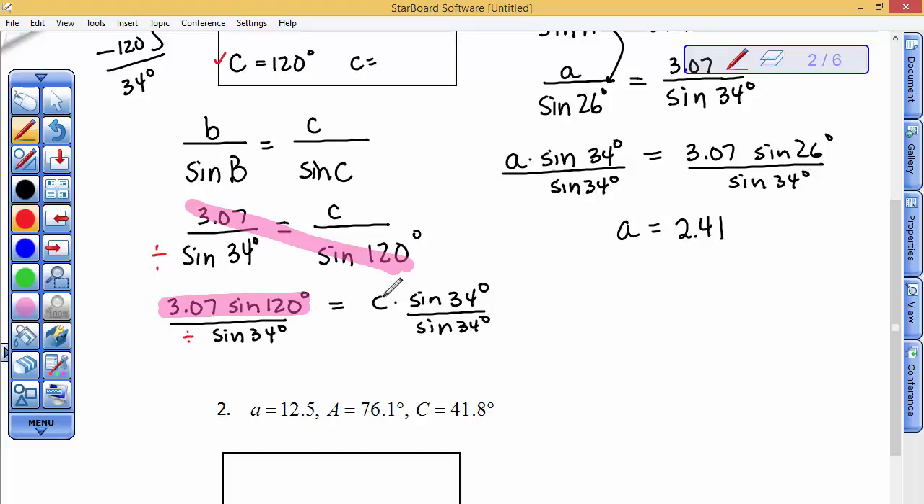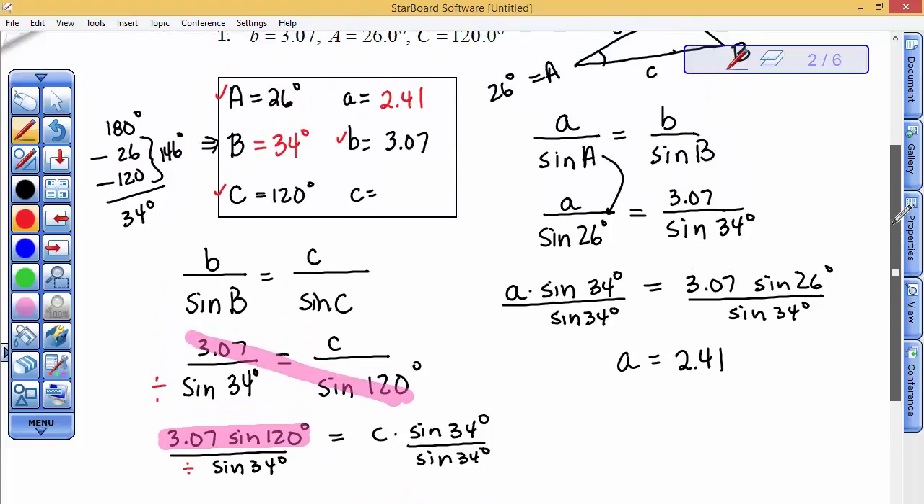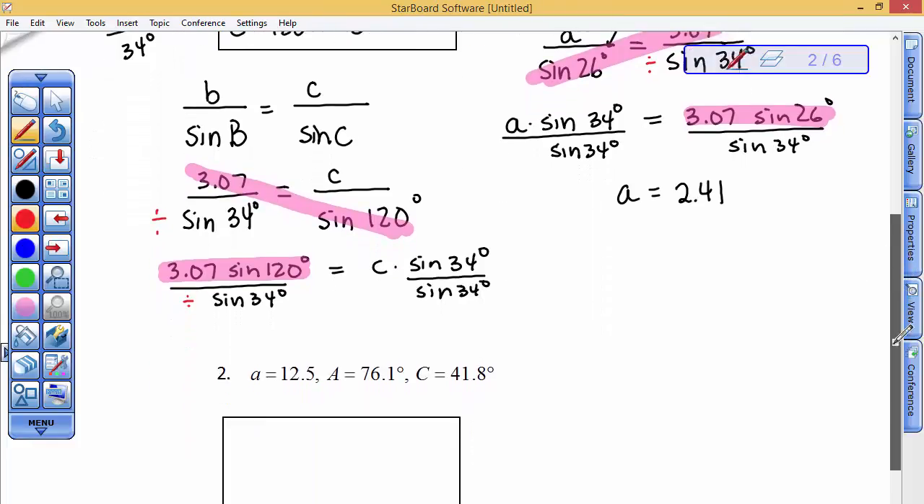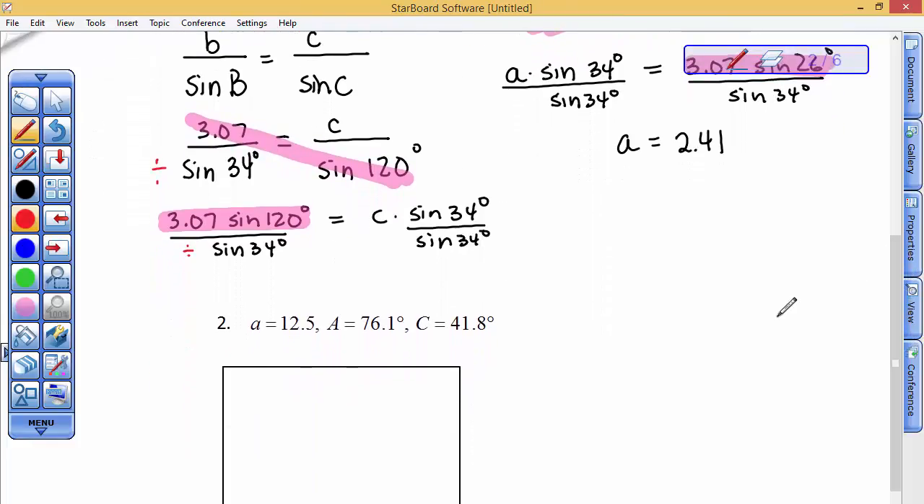It was true over here as well. I took this times this right here, and then I divided by the sine of 34, which was opposite my unknown. So from now on, I'm not going to write all this algebra. I'm just going to go ahead and take this times this. Let's go ahead and show it up here.